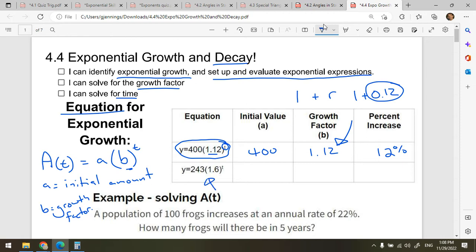This one here, well, my initial amount is 243. That's 7 to the 3. And then my growth factor there is 1.6. But I can also write that as 1.60. It's not like before the decimal place. If I start adding zeros, that's pretty cool.